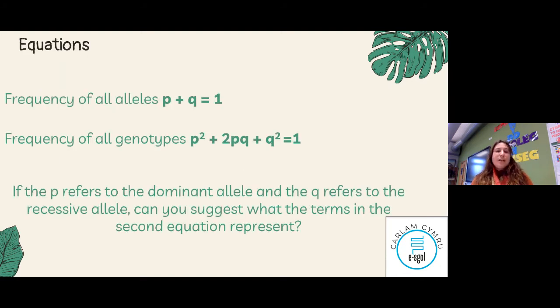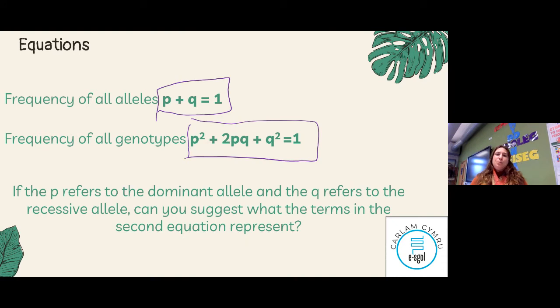So these are the equations that we use. So you need to know that the frequency of alleles, we look at P plus Q equals 1. And the genotypes, we look at P squared plus 2PQ plus Q squared equals 1. So if P refers to the dominant allele and the Q refers to the recessive allele, can you suggest what the terms in the second equation represent? Why do we have P squared, Q squared, and why do we have 2 times P times Q?